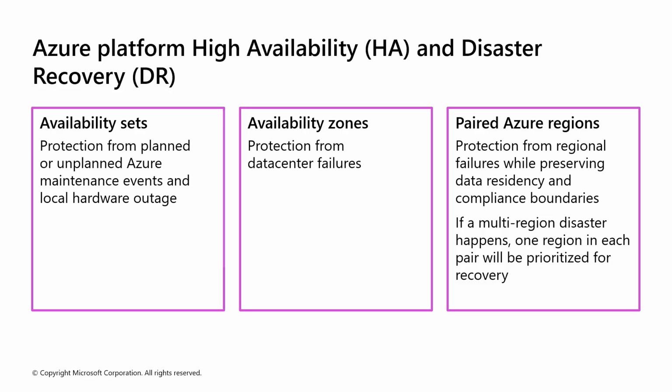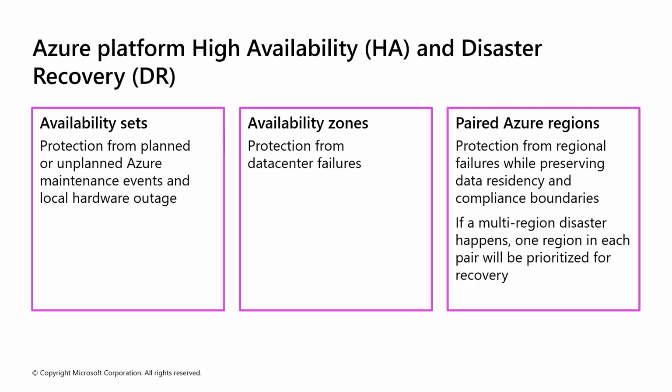High availability and disaster recovery are critical components of a resilient SQL Server deployment on Azure. This slide outlines 3 key Azure native strategies that help ensure SQL Server remains accessible and protected against various types of failures. Each option addresses a different level of fault tolerance, from local hardware issues to full regional outages.